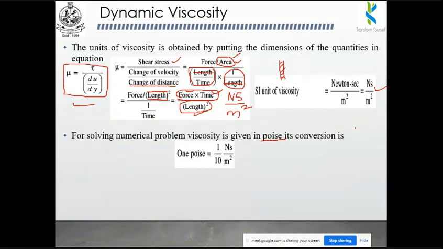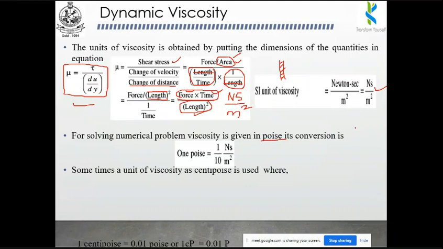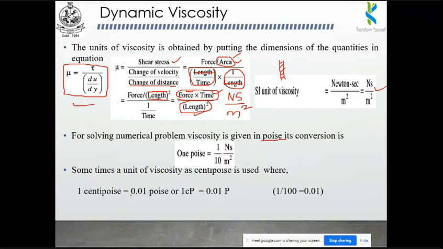Okay. So you can reciprocally convert this unit from Newton seconds per meter square into poise also. Sometimes the unit of viscosity is centipoise also. You have to convert this unit into centipoise also. Okay, so that means 1 centipoise is equal to 0.01 poise. So the unit conversion is 1 centipoise is equal to 0.01 poise.